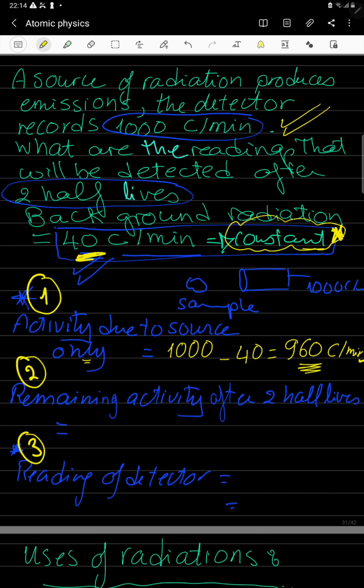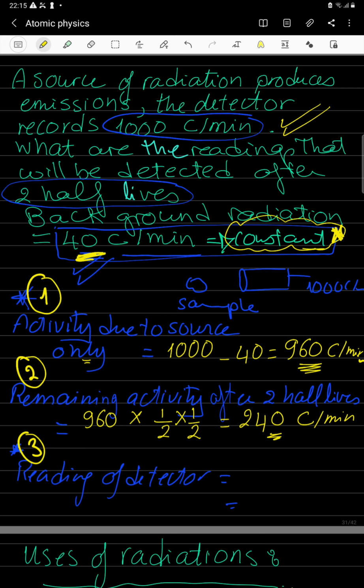طيب, what will be the remaining activity after 2 half-lives? 1 half-life معناها that the activity will be reduced by half. Another half-life يعني it will be reduced again to half, يعني multiplied by half تاني. يعني كأنها half to the power of 2 أو it will reach 1/4 of its activity. 1/4 of its activity يعني هنا هتبقى 240 counts per minute. This is the remaining activity, the number of nuclei which are still radioactive.